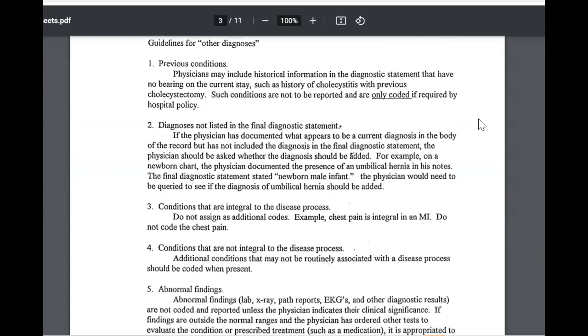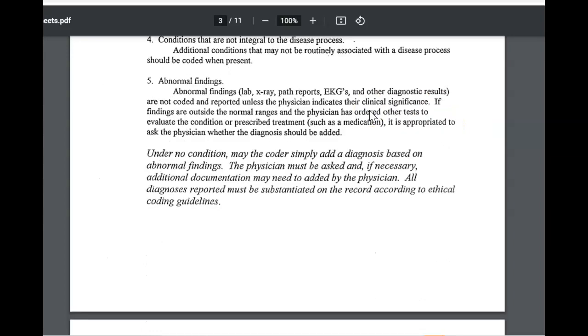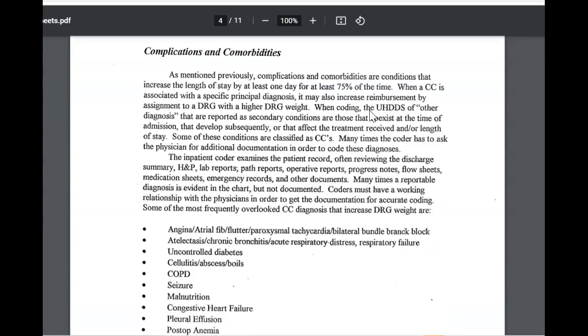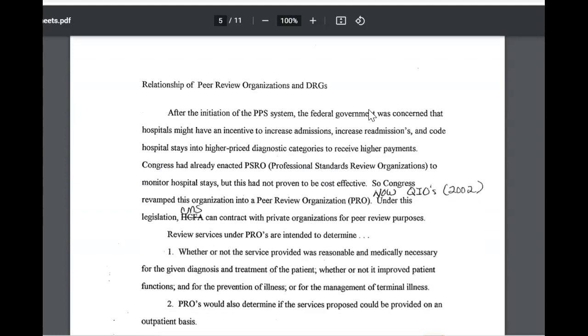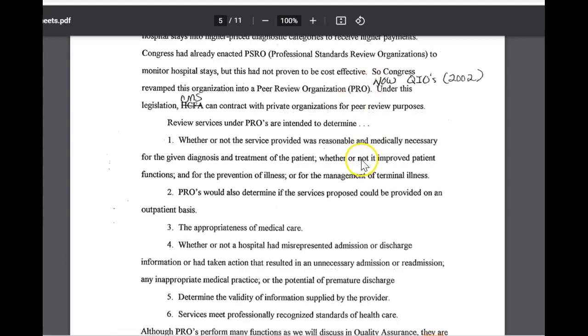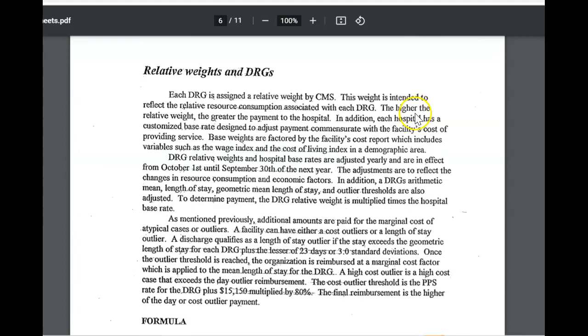Okay, so what I'm going to do here, you can read through these other definitions for diagnoses. Complications and comorbidities, we talked about those already. I'm not going to read through the definition; I talked about them in my first video. Then we have the peer review organization DRGs. I went through that. Here's just a little extra information: the payment error prevention program.